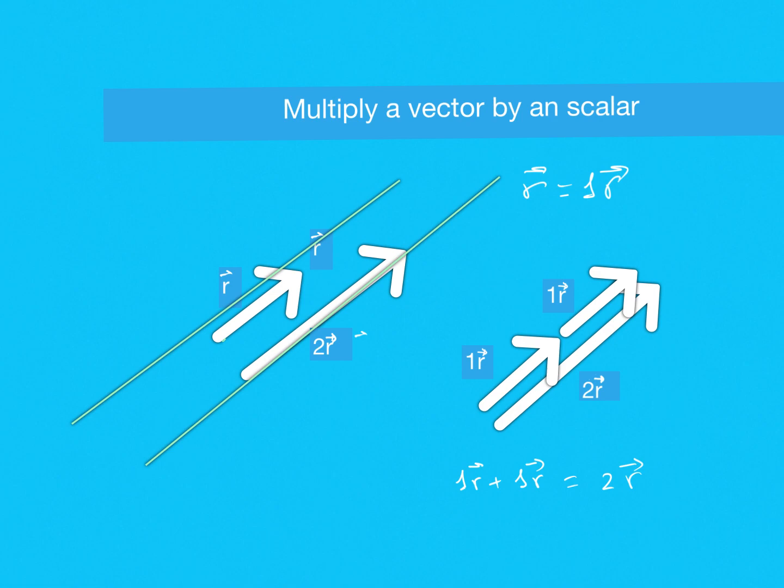What is the vector 2R? The vector 2R is to put the vector R twice. You put the vector R here, and you put the vector R here, and 2R means sum R with R. 1R with 1R, 2R. So the vector 2R is the vector that has the same direction, but double the magnitude. So this is the vector 2R.